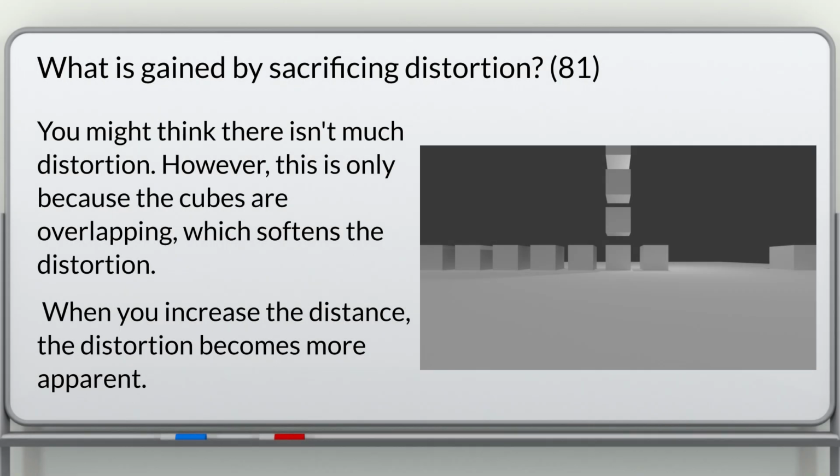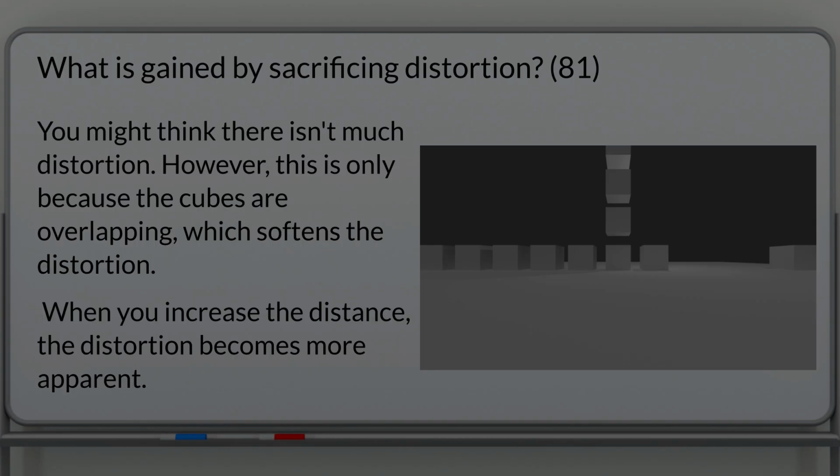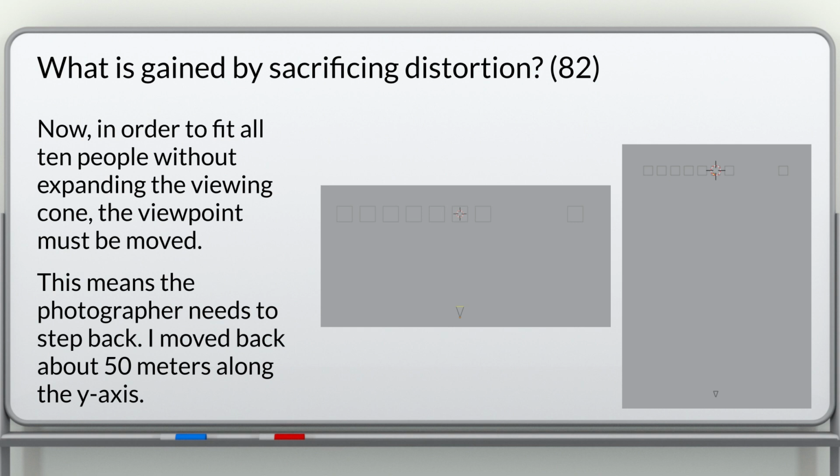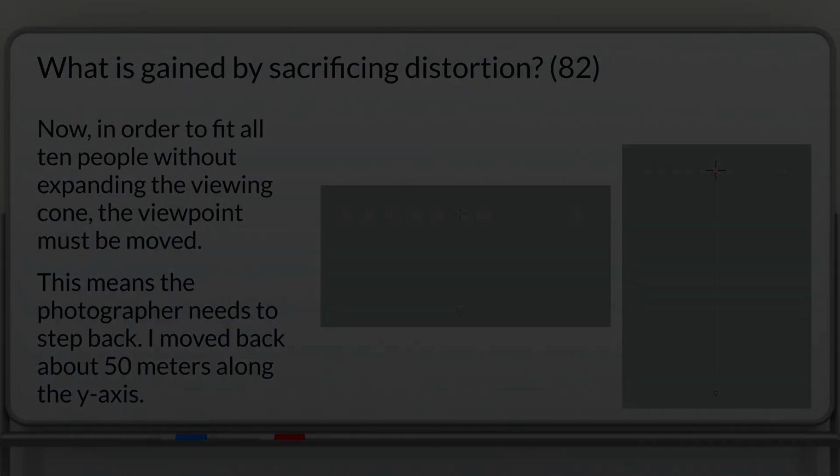You might think there isn't much distortion. However, this is only because the cubes are overlapping, which softens the distortion. When you increase the distance, the distortion becomes more apparent. Now, in order to fit all 10 people without expanding the viewing cone, the viewpoint must be moved. This means the photographer needs to step back. I moved back about 50 meters along the y-axis.